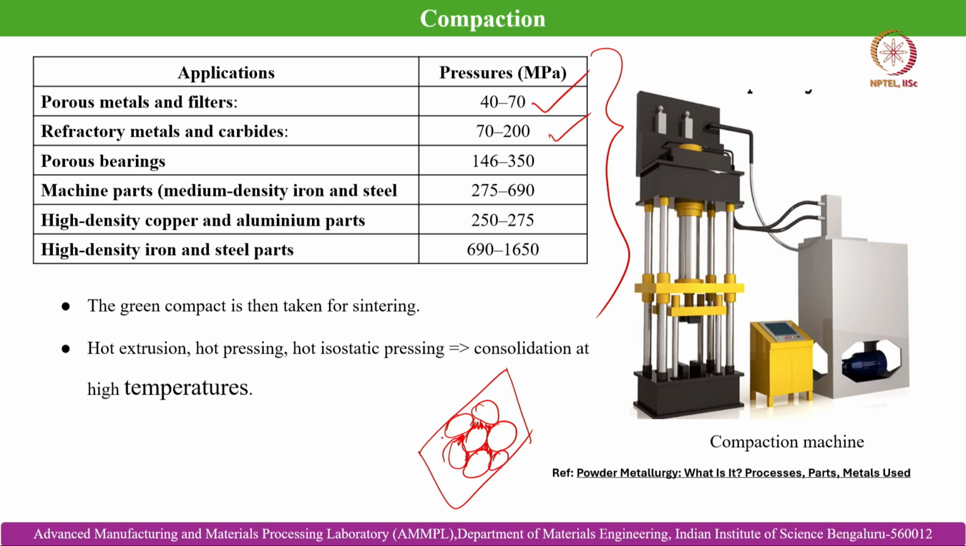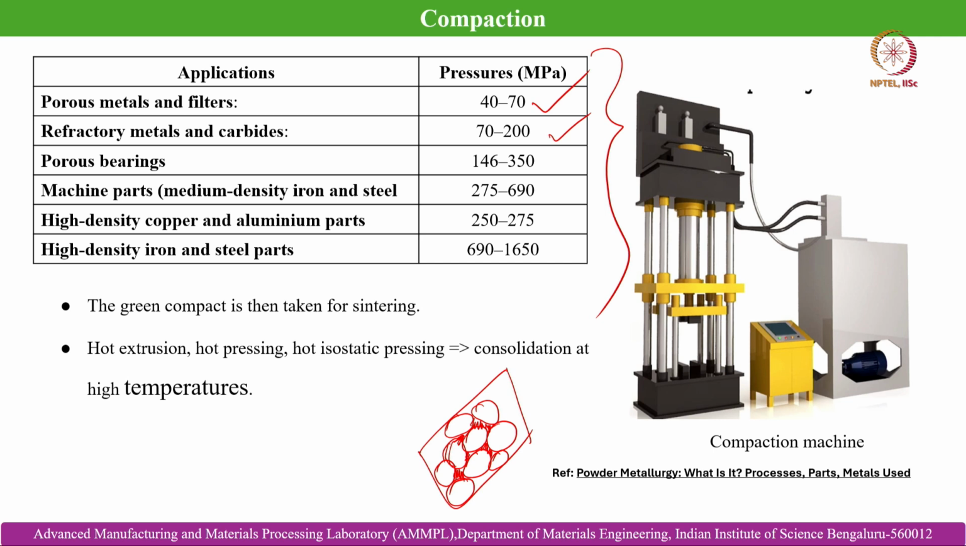And also another example that I have given you is the purpose of the capillary wick, where this wicking structure is basically used for capillary pumping. So, the porous objects have several different applications based on their individual need. So, the green compact is taken for sintering.